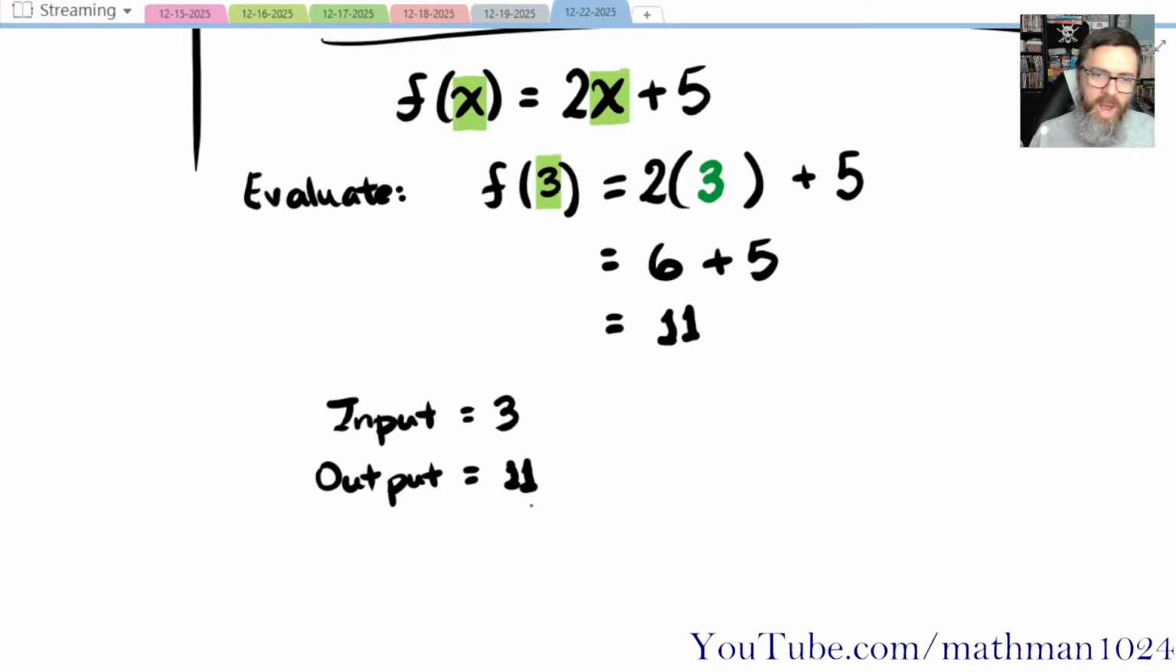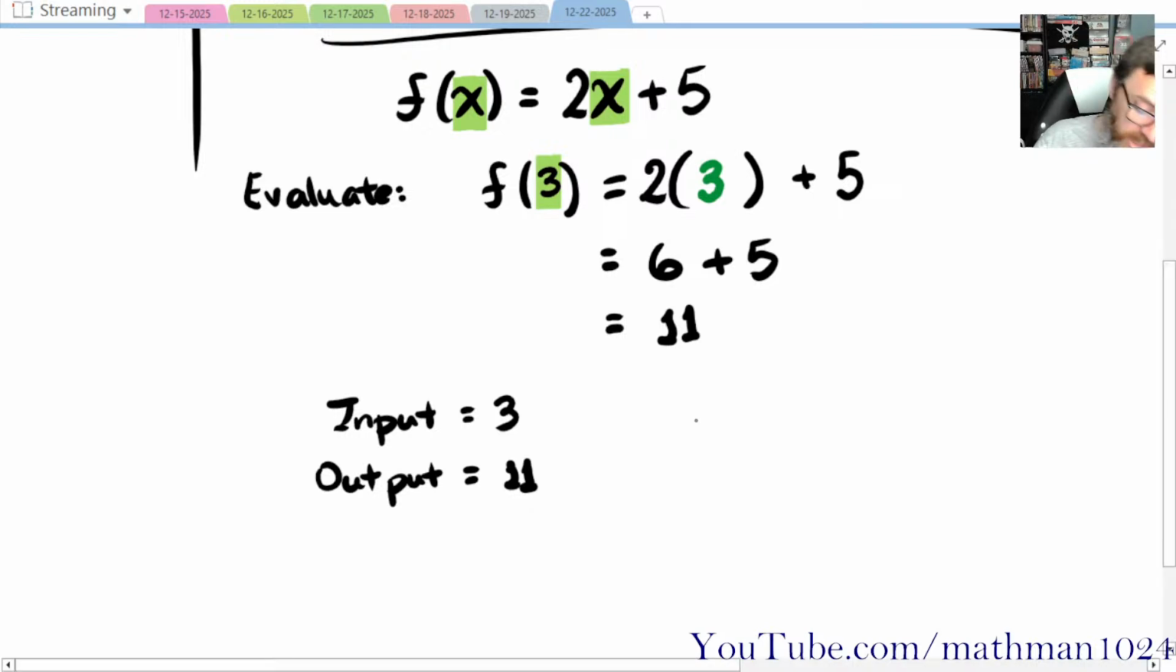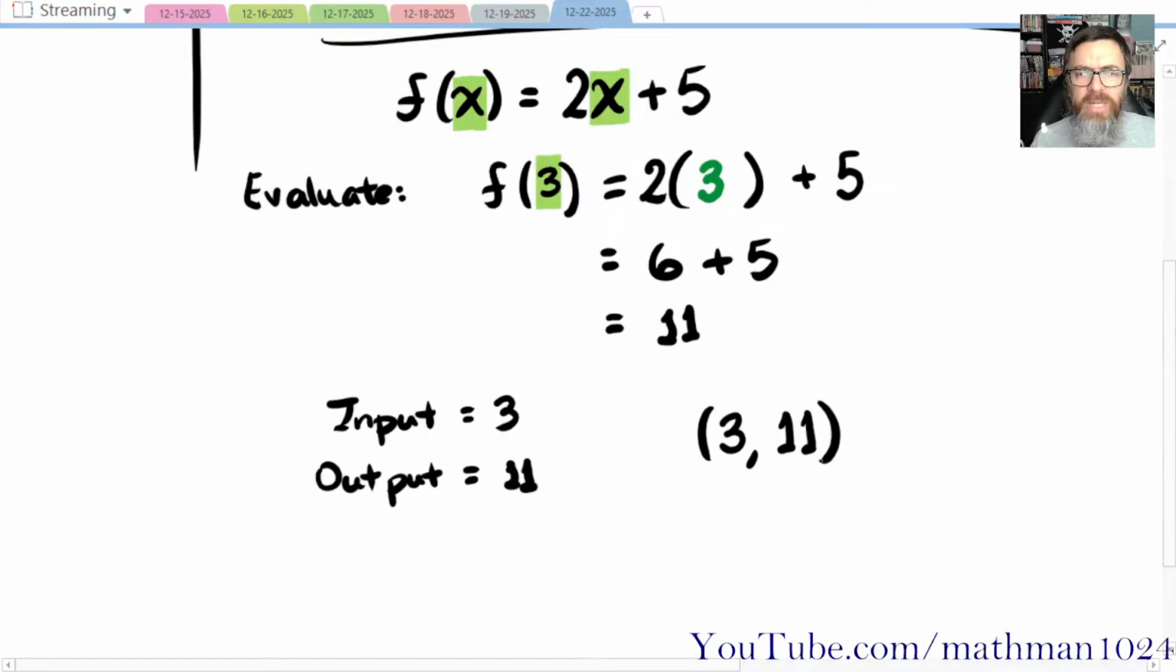Here, our input is 3. And what we're getting out of this particular machine is 11. Now, we don't always write this as input equals 3 and output equals 11. A lot of times we use an ordered pair. And we say, oh, we plugged in 3 and we got out 11. And if you were to keep plugging in numbers over and over again, you're going to get a bunch of these ordered pairs. And collectively, they will form the picture that is the representation for this function.